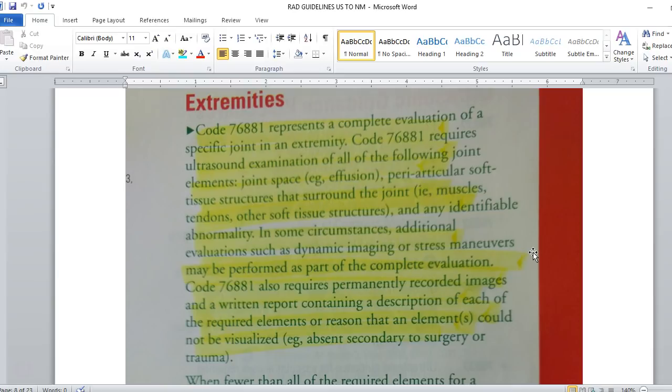In some circumstances, additional evaluations such as dynamic imaging or stress maneuvers may be performed as part of the complete evaluation. Code 76881 also requires permanently recorded images and a written report containing the description of each required element, and the reason why it could not be visualized, again, because of surgery or trauma. So the big thing, the update here, is the dynamic imaging or stress maneuvers.